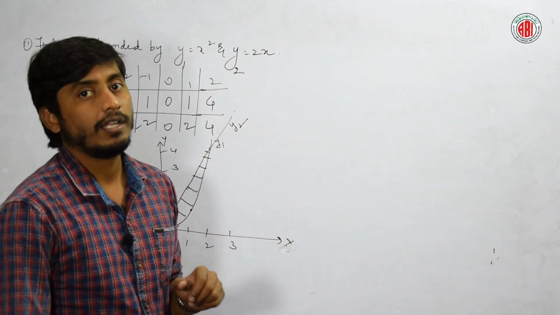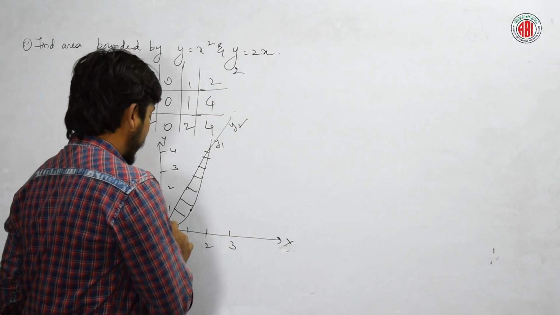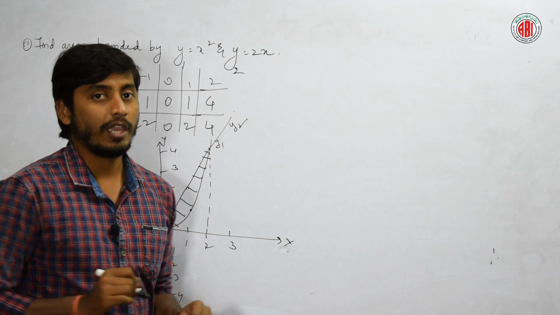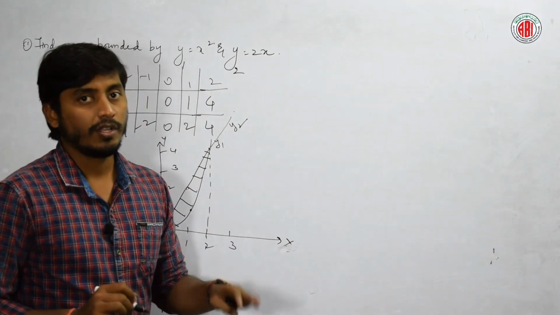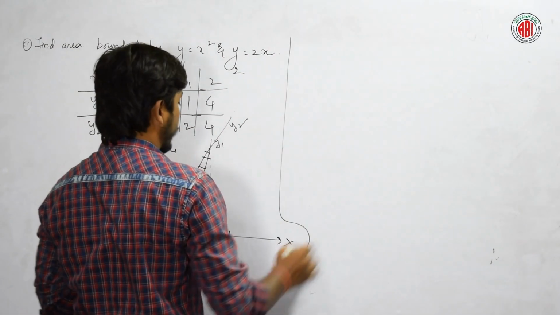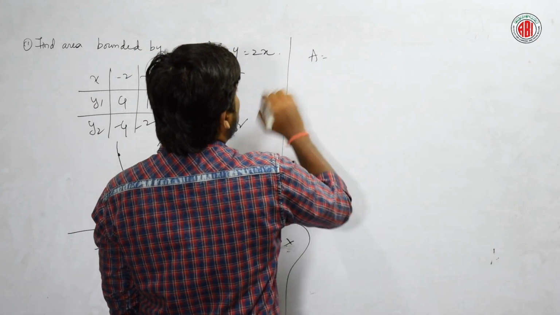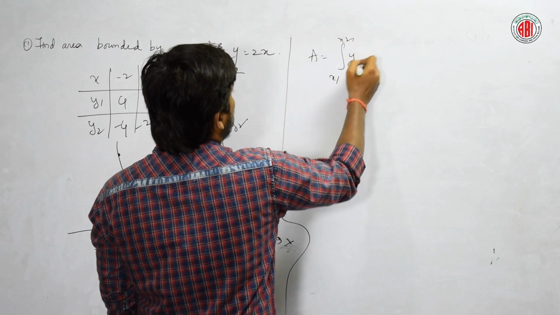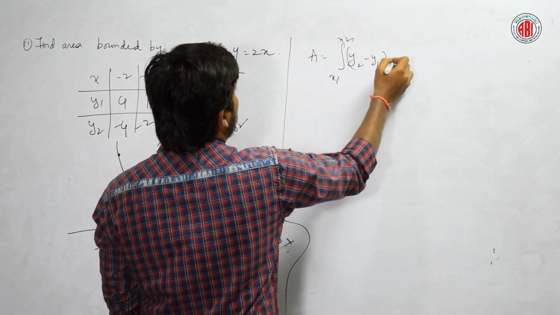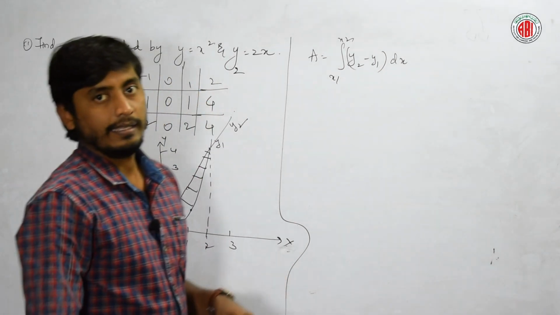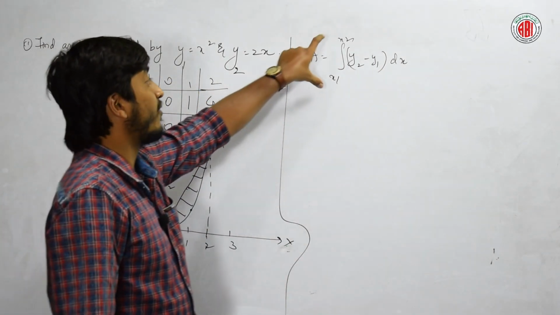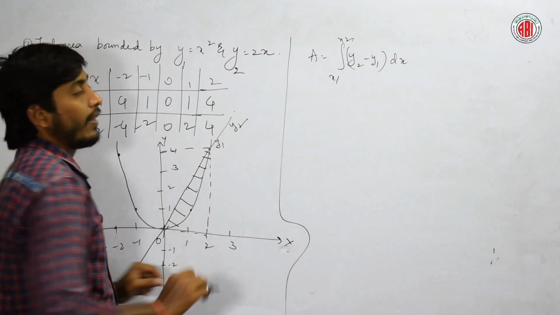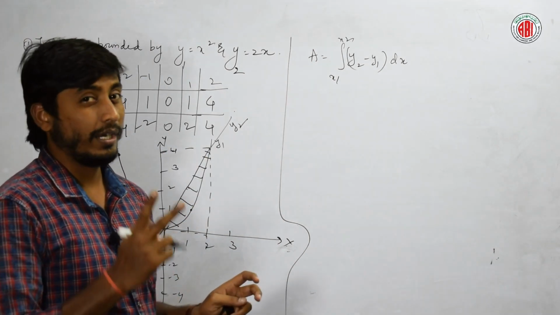Okay, now we have to find the area under this curve. So how do we find it? Either you have to take the x limits, from where to where it is, or else you have to take y limits. You find the area under the curve as the integral from x1 to x2 of y2 minus y1 into dx, or else you can take the limits of y. You can take from this point to this point and find the area. Let us do it in the two ways.